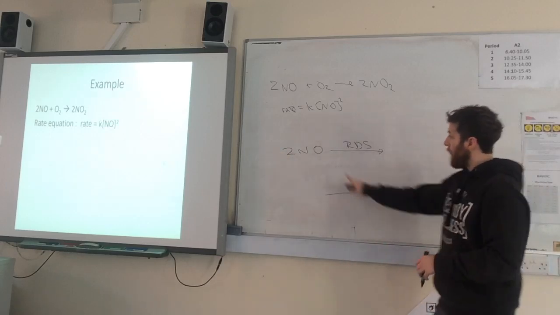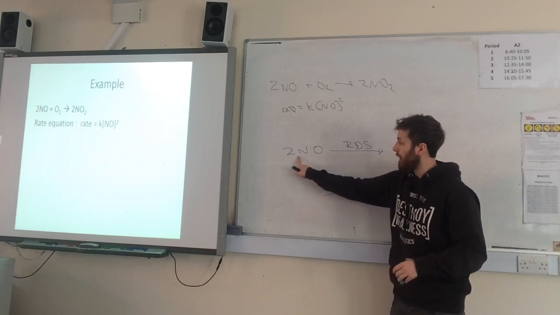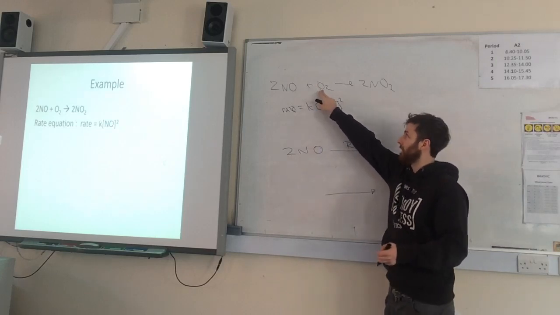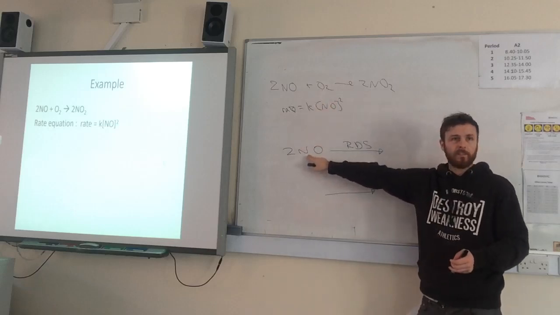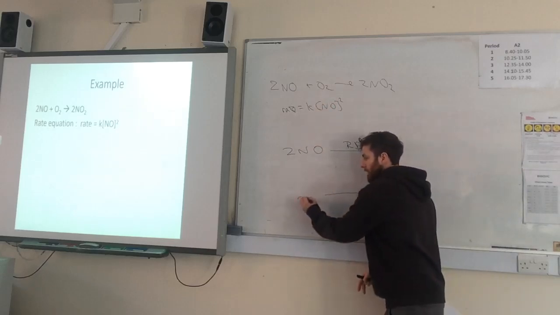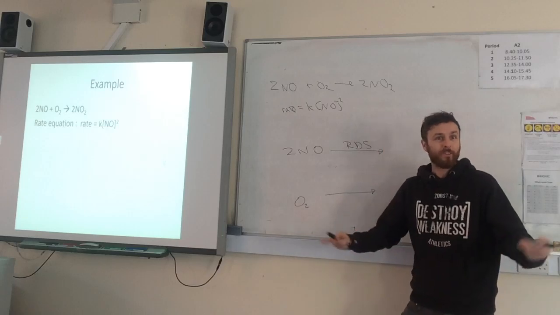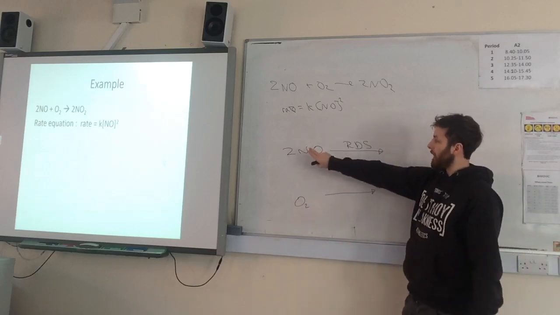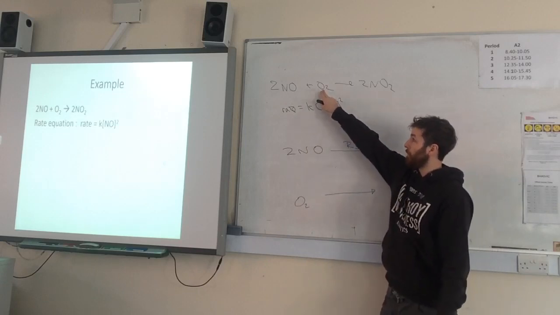Step 2, we now compare the reactants we've got here to our overall equation. Well, if O2 is a reactant, and it's not a reactant in the first step, well, then it's got to be a reactant in the second step. Otherwise, it wouldn't be a reactant. Yeah? So that's step 2, compare your first step reactants to your overall.